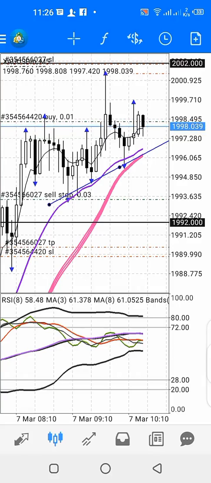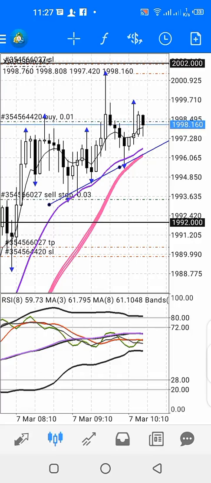So price is still ranging. Price is ranging, but ranging upwards. And the range is respecting the ascending trend line that I've just drawn on the screen. Okay, so I expect price to go up and trigger my take profit above.